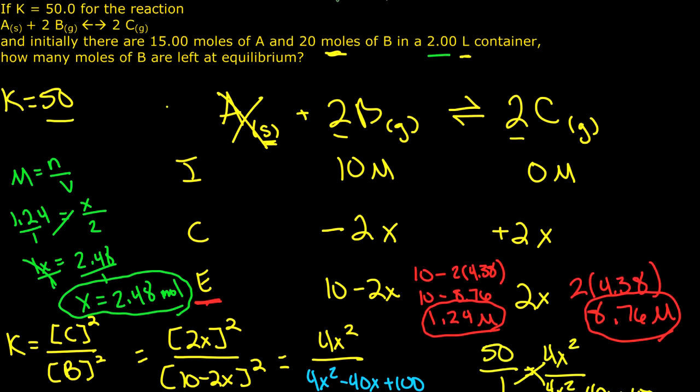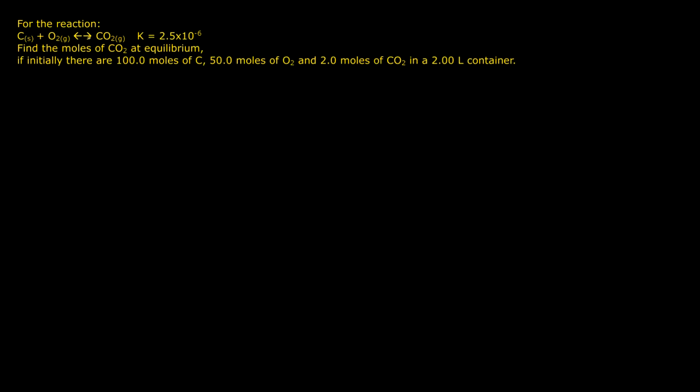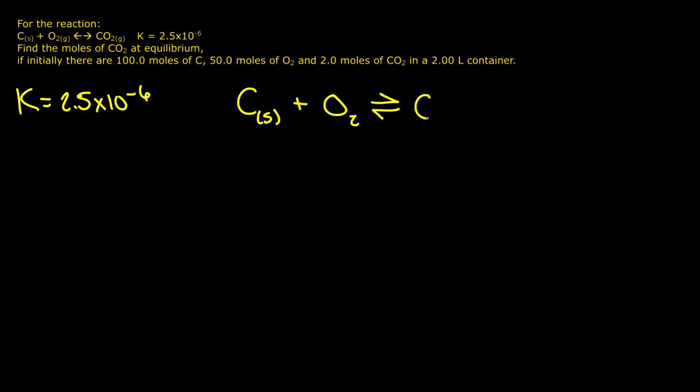All right, let's do another one. For the reaction, carbon plus oxygen yields carbon dioxide. Find the moles of carbon dioxide at equilibrium. Initially, there's 100 moles of carbon, 50 moles of oxygen, and 2 moles of carbon dioxide in a 2-liter container. So we have a K value of 2.5 times 10 to the negative 6. Our reaction is carbon, a solid, plus O2, which is a gas, yields CO2, which is also a gas. I'm going to ignore this carbon completely since it's a solid.